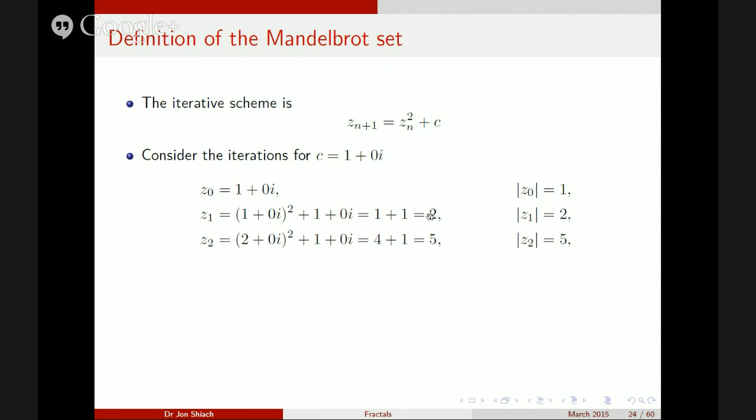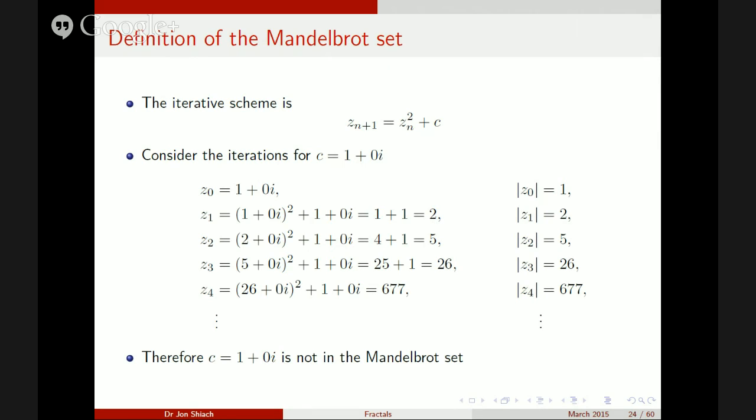Do the same thing again. Z1 is 2, so square 2, I get 4. Add c, which was 1, I get 5. So the modulus of z2 is 5, and I can keep going. This one's quite easy because there's a 0 imaginary part. You can see after only one iteration, we've already got to the escape radius. So if I'm using 2 as the escape radius, our point c has already escaped. It's not in the Mandelbrot set. Anything with a modulus greater than 2, we say it's not in the Mandelbrot set.